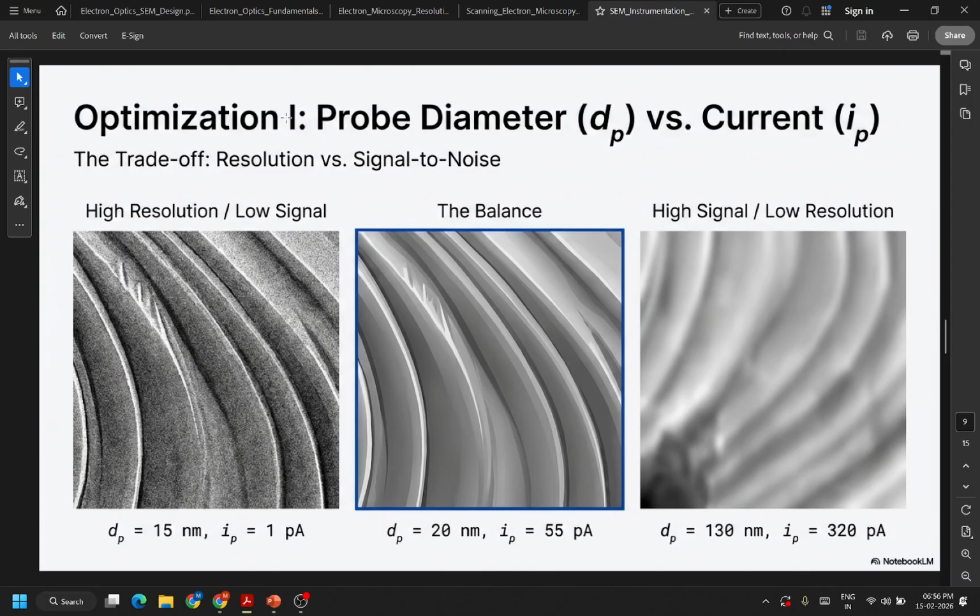So one would be your probe diameter versus current. A lower diameter will result in a higher resolution, but it will also have lower current, which will result in lower signal, and that will reduce your signal to noise ratio. So you will have a grainier image. Whereas if you increase your current and probe diameter, you will have a very high signal, but your resolution will be very poor. So a balance has to be maintained.